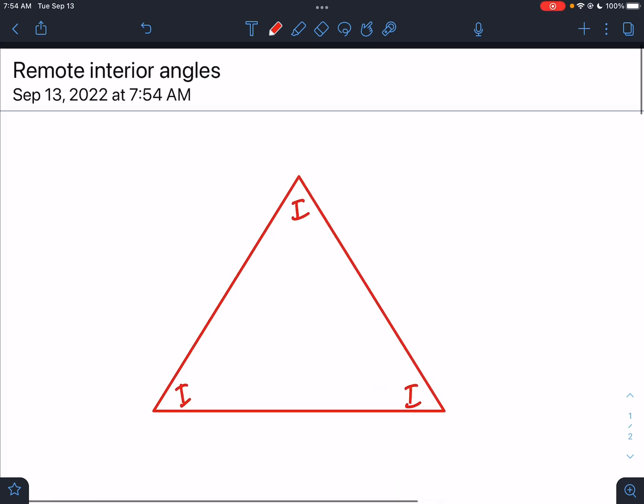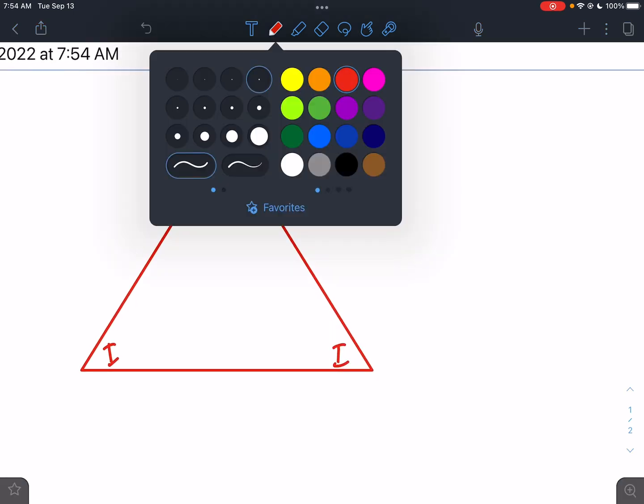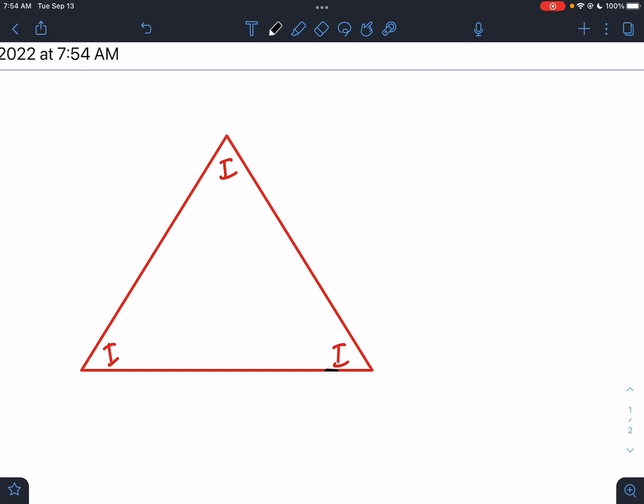So I'm talking about remote interior angles. Well, there has to be a little bit more going on to have remote interior angles. And what happens is if we extend one side of a triangle, we create an exterior angle. And we can do this at every vertex. So we can have these three exterior angles.